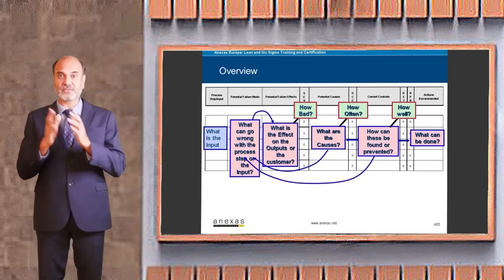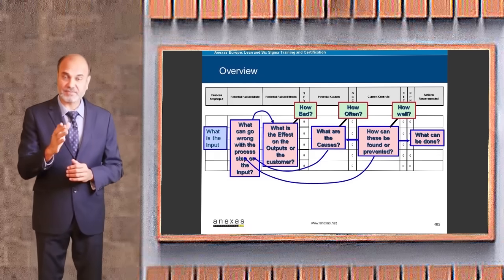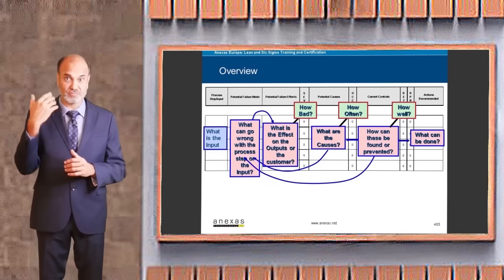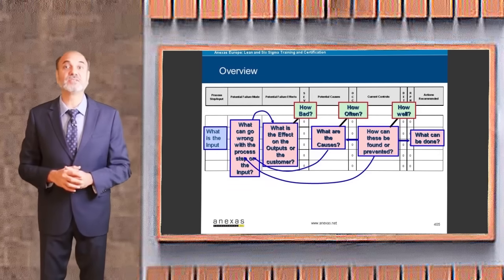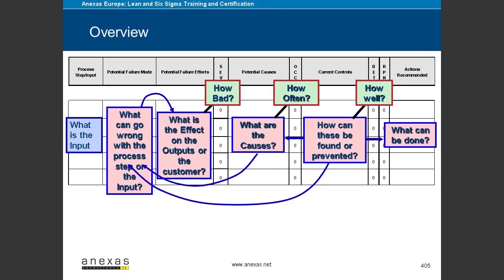FMEA has got a lot of columns. The first column is about the process or the process step or the input. So you have to mention the process which you are trying to improve, or the process step, or the inputs. And the next column is about failure modes. Imagine how this process will fail, how the process step will fail, or how the inputs will fail. You have to write how it will fail.